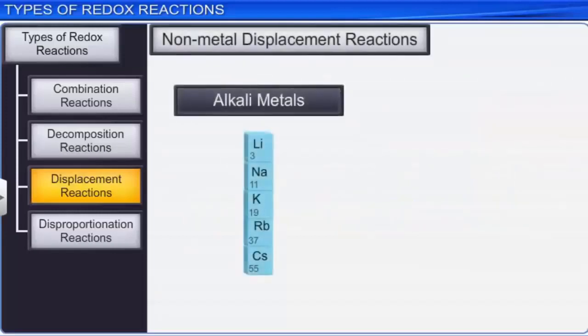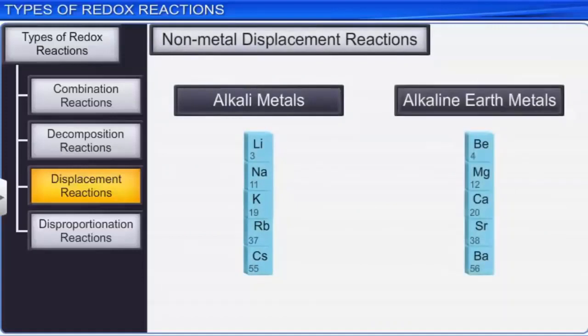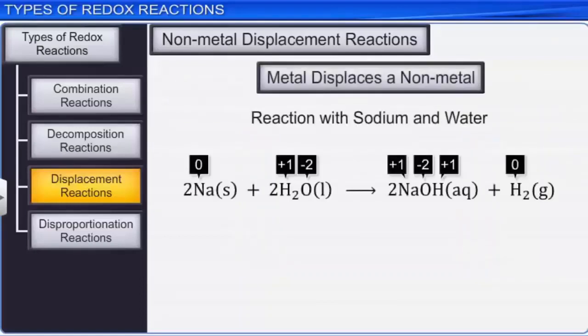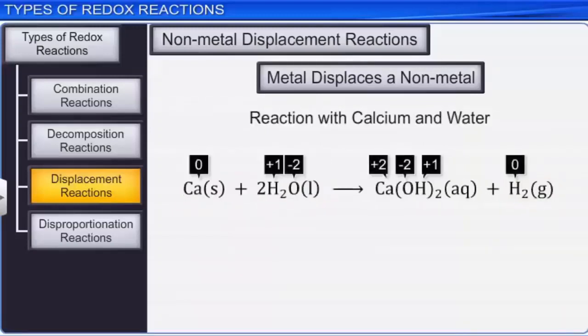All alkali metals and certain alkaline earth metals displace hydrogen from cold water. For example, sodium, an alkali metal, displaces hydrogen from cold water to give dihydrogen gas. Similarly, calcium, an alkaline earth metal, reacts with cold water to displace hydrogen.